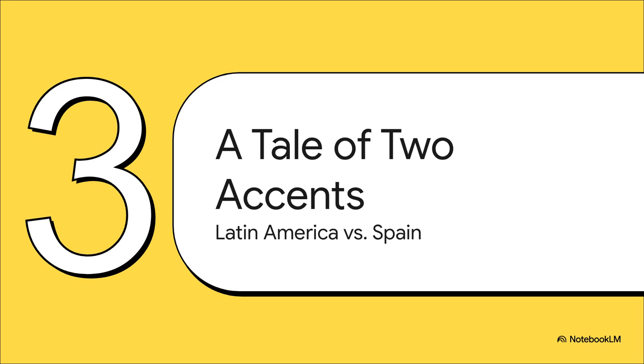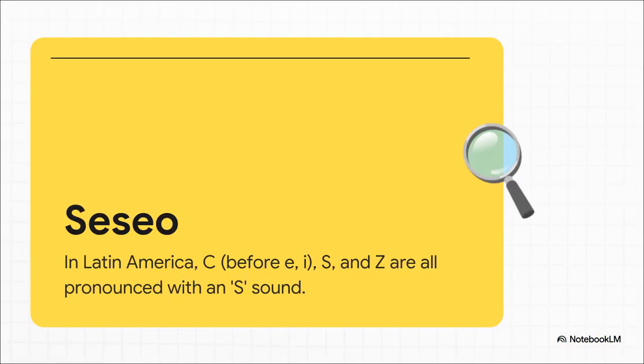Okay, so just when you think you've got it all figured out, there's a really interesting plot twist. The rules we just covered are for Latin American Spanish, but if you hop on a plane and go to Spain, you are going to hear something totally different. So this thing we've been describing, it actually has a name. It's called seseo. This is the standard pretty much everywhere in Latin America, from Mexico all the way down to Argentina. It just means you pronounce C before E and I, and S and Z, all with that crisp S sound.